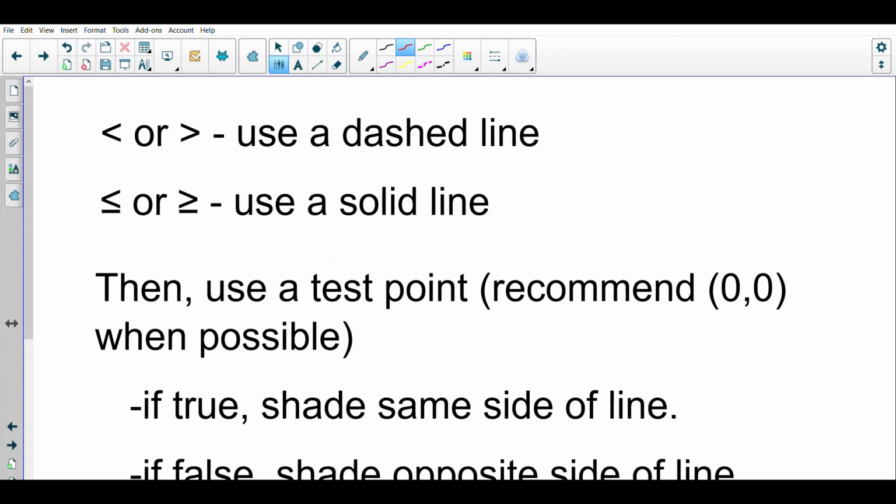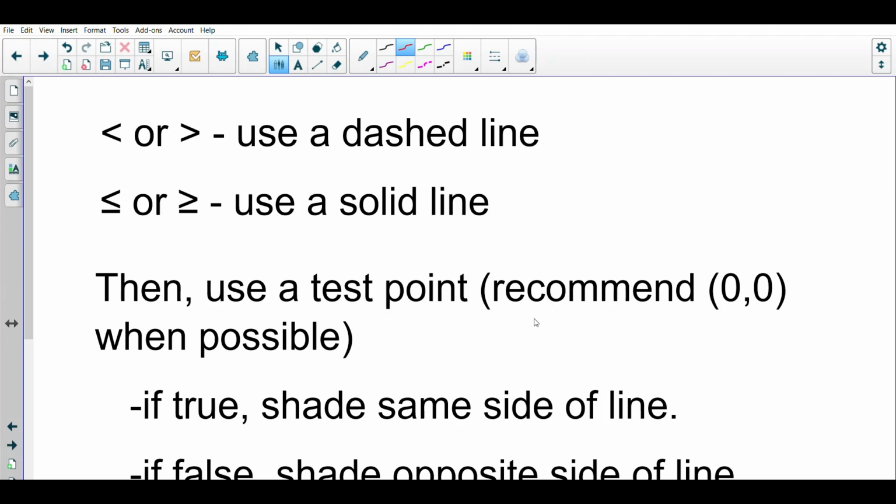Okay, so now we need new steps to graph inequalities. If it's a less than or a greater than symbol, use a dashed line. If it's less than or equal to or greater than or equal to, use a solid line. And then we use a test point. I would recommend 0, 0 whenever possible. If not, you have to use like 0, 1 or 1, 0. That's fine. If the statement comes out true, shade the same side of the line. If it's false, shade the opposite side of the line.